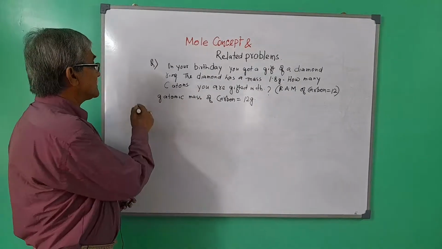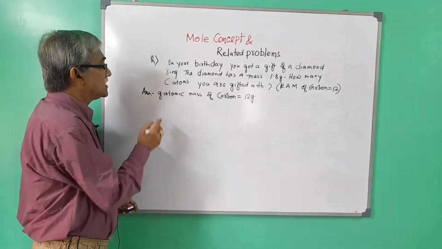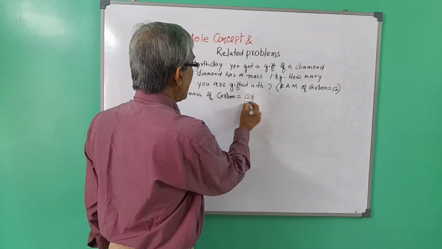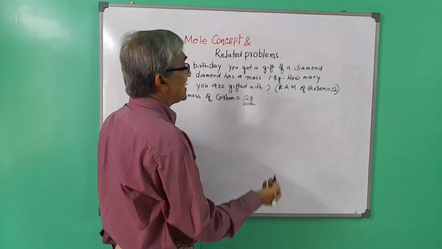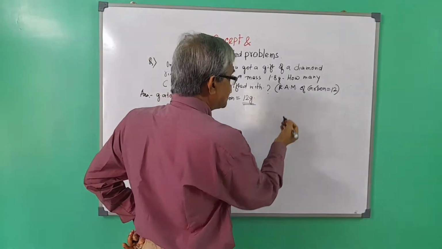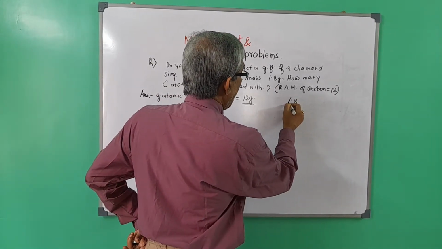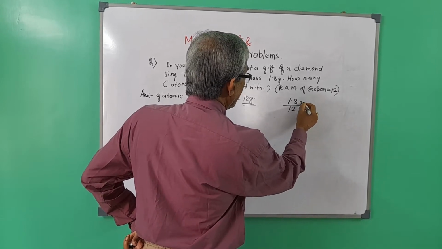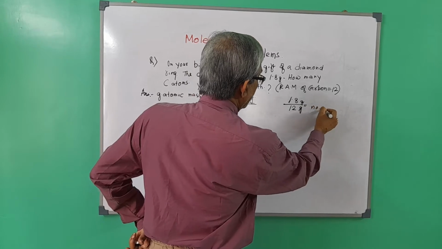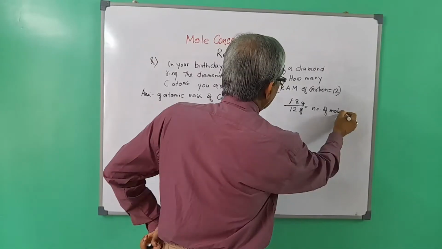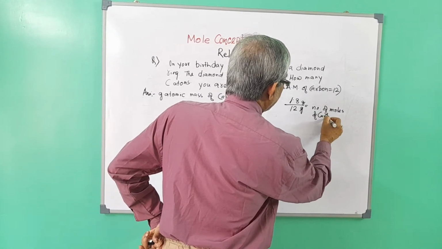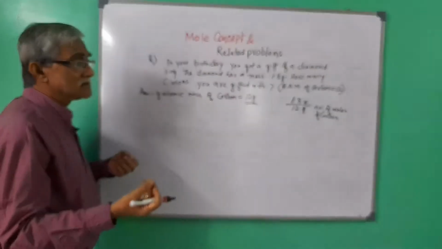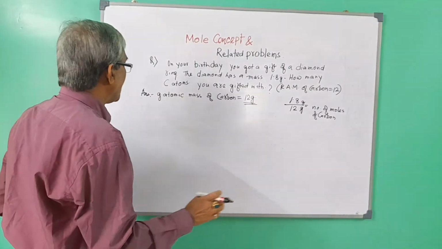It is so easy to answer, dear, if you have the concept already built up. Gram atomic mass of carbon, what is that? The RAM expressed in gram, that equals 12 gram. The mass of the diamond that you have been gifted is 1.8 gram, and the gram atomic mass of carbon is 12 gram. So this gram cancels out, and that is the number of moles of carbon. And you friends know that diamond is nothing but carbon. To a chemist, the value of a diamond is in terms of carbon, nothing else.